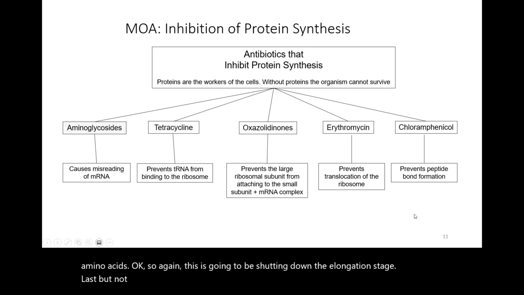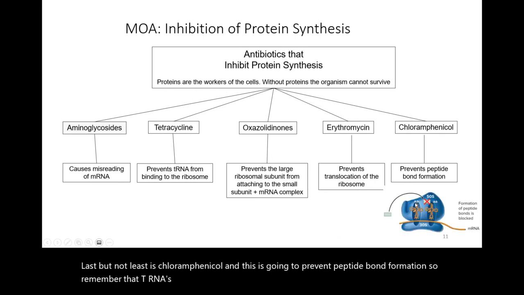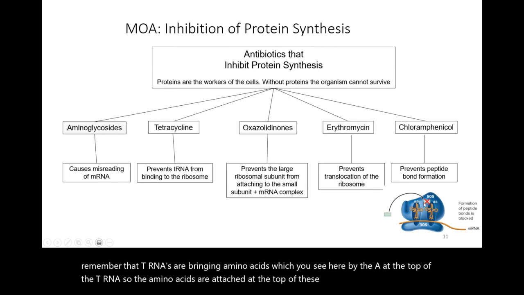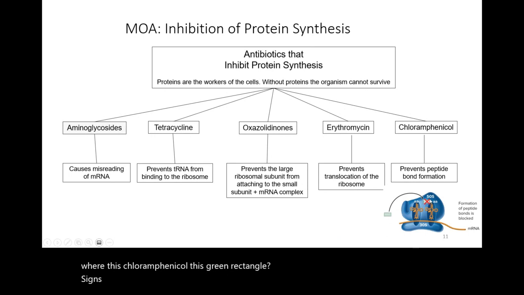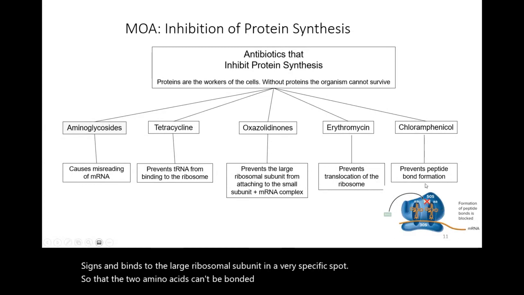Last but not least is chloramphenicol, and this is going to prevent peptide bond formation. So remember that tRNAs are bringing amino acids, which you see here by the AA at the top of the tRNAs. So the amino acids are attached at the top of these tRNAs, and normally a peptide bond forms between them. That's how the amino acids connect together. But notice where this chloramphenicol, this green rectangle, binds. It binds to the large ribosomal subunit in a very specific spot so that the 2 amino acids can't be bonded together. Okay, so again, it's shutting down elongation of translation.